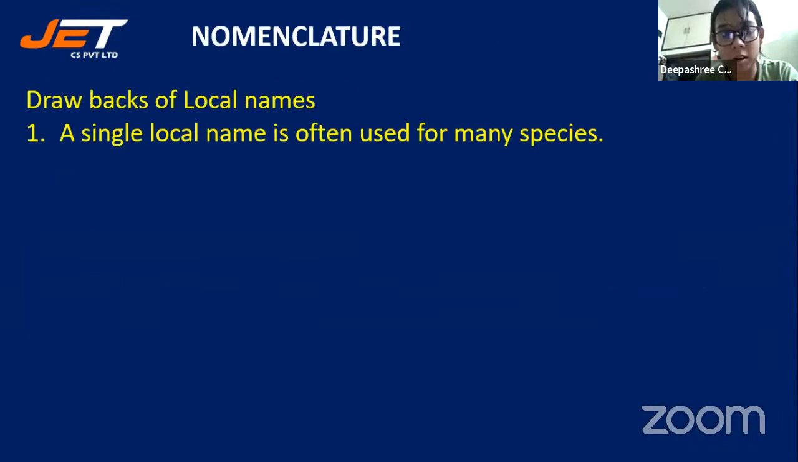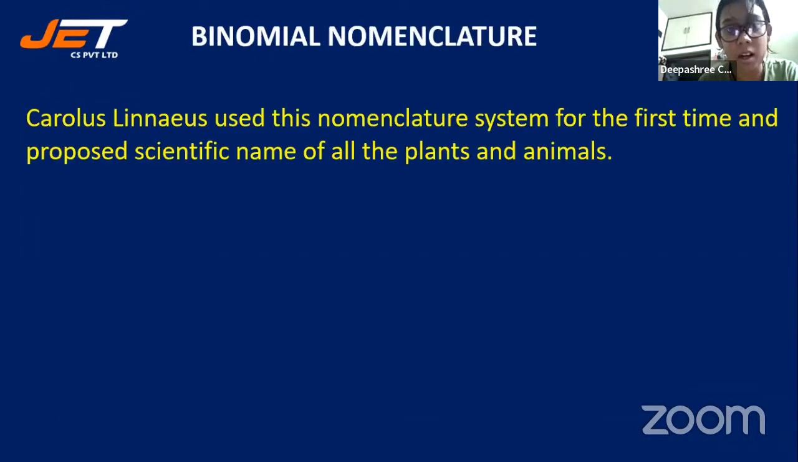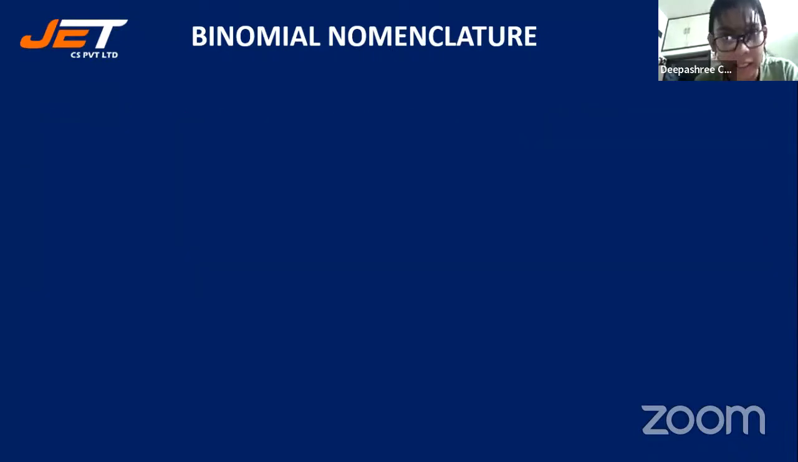We did taxonomy and nomenclature, and today we will start with the use of binomial nomenclature. Binomial nomenclature was proposed by Carolus Linnaeus, right? He was the first person who used this nomenclature system and proposed the scientific names of plants and animals. But we didn't discuss the rules, and who can actually name organisms.